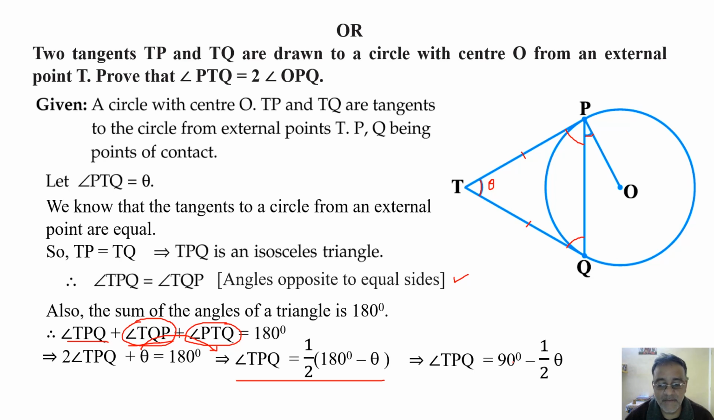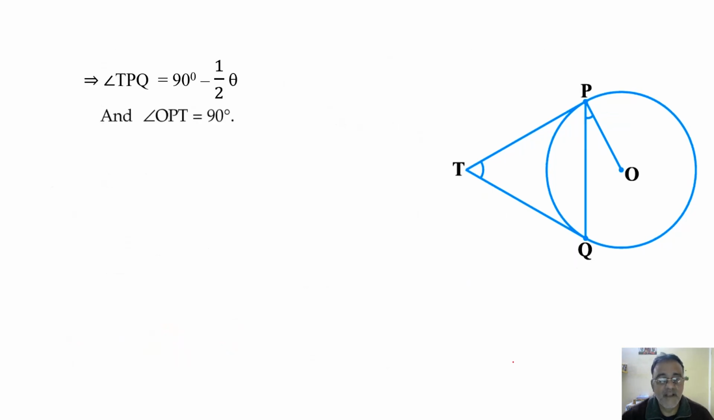Okay, 90 degree minus half theta. Now angle OPT is equal to 90 degree because tangent is perpendicular to the radius. So how will you write this angle OPQ? ये पूरा एंगल 90 डिग्री है. OPQ को हम लोग लिख सकते हैं OPT माइनस, 90 माइनस दिस एंगल.